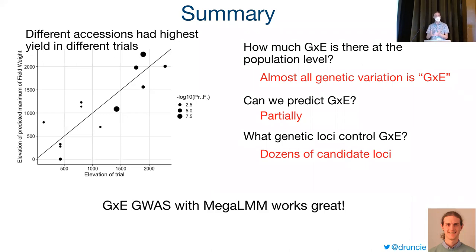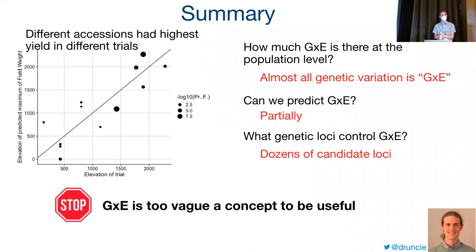I think that this approach of doing G by E GWAS with Mega LMM works great. And we should be able to take these results and go back to the germplasm banks and start selecting accessions, right? Well, actually, no, I don't think we're there yet.